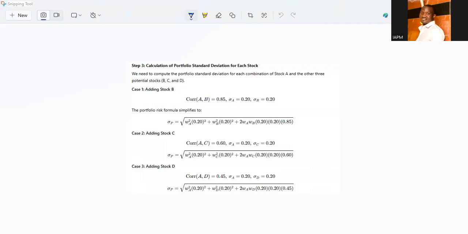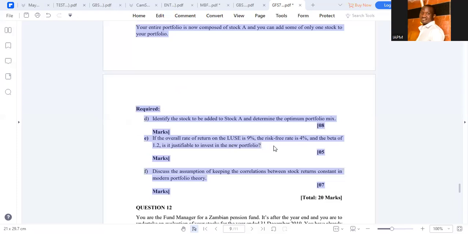Okay, so exactly. So we've answered our question. What is remaining? So part B now. If the overall rate of return loses 9%, risk-free rate 4%, beta 1.2, is it justifiable to invest in the new portfolio? What's your take?